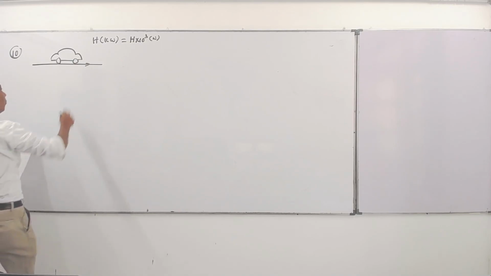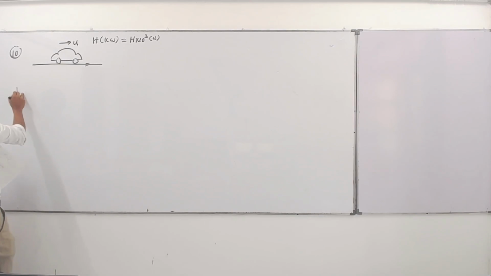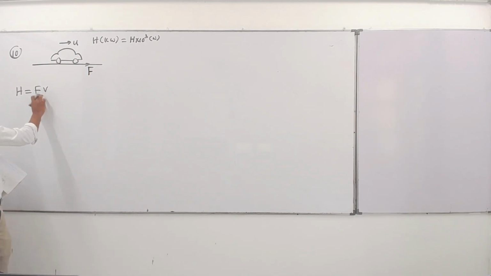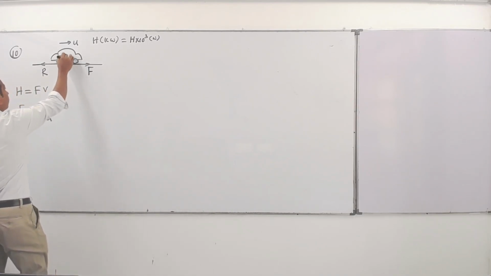Then in this case, it moves with velocity u. We know H equals Fv. H is the power, F is the tractive force, v is the velocity. If we assume the tractive force in this case as F, the power is 1000 H, and the velocity is u. The resistance acts this way, R. The mass is given as M.